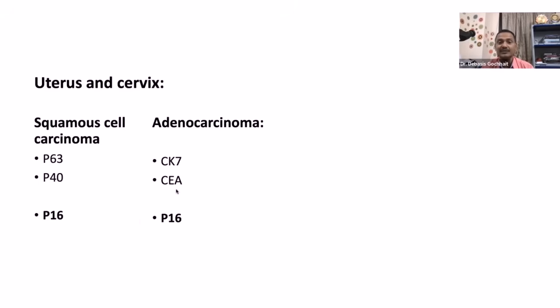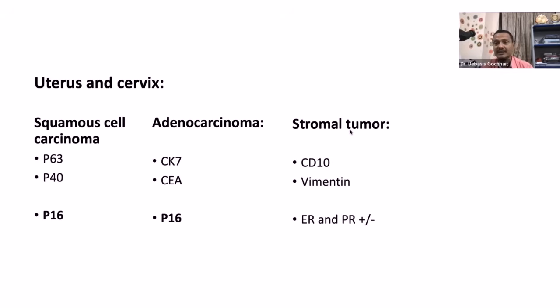But remember again, adenocarcinomas will also be P16 positive because adenocarcinoma and squamous cell carcinoma both happen because of HPV. Even neuroendocrine tumors of the cervix are positive for P16. So P16 is positive in squamous cell as well as adenocarcinoma of the cervix, but there are other markers which will help differentiate them. In the uterus, you can have endometrial carcinomas as well as stromal carcinomas.